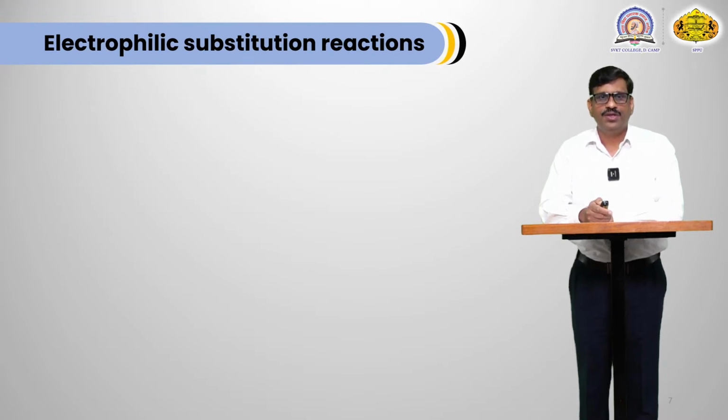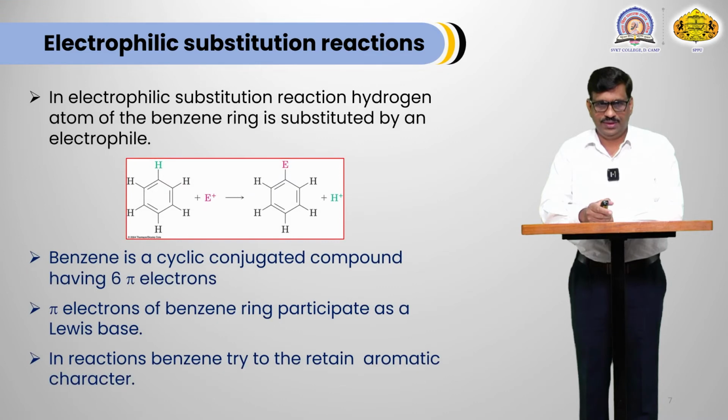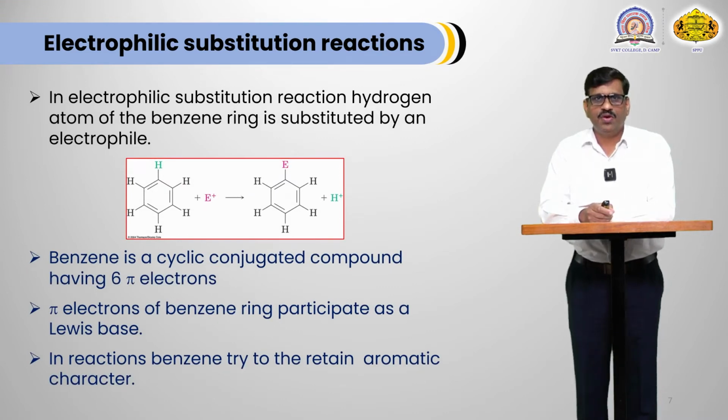Now, first of all, what is electrophilic substitution reaction? In electrophilic substitution reaction, hydrogen atom of the benzene nucleus is replaced by an electrophile. In this case, benzene is shown and hydrogen atom, which is green in color, is replaced by electrophile. Hence, this reaction is called electrophilic substitution reaction. I repeat again, in electrophilic substitution reaction, hydrogen atom of the benzene nucleus is replaced by an electrophile.